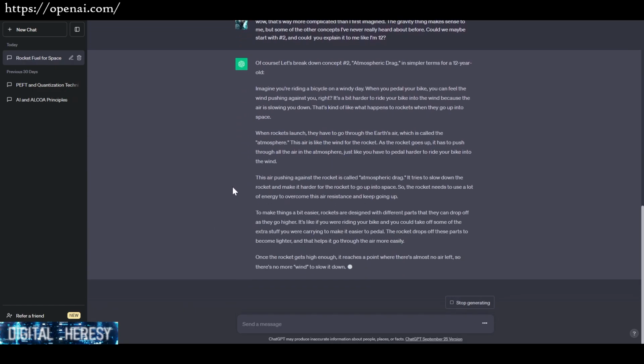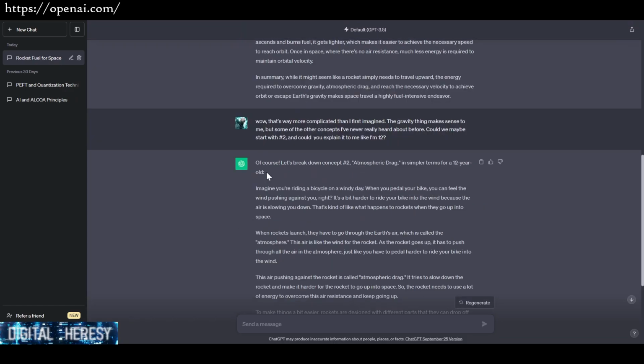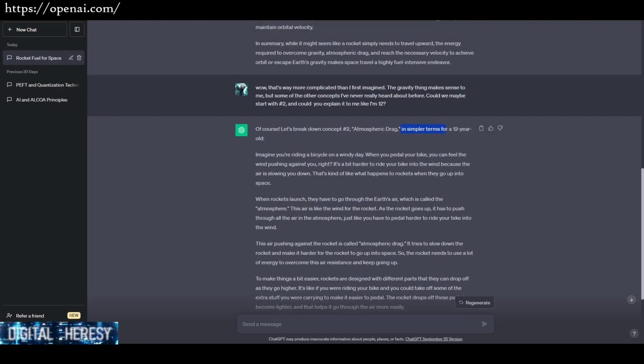There we go. So you'll notice that right away it picks up exactly what we were talking about. Of course, let's break down concept number 2. It reiterates it for me as atmospheric drag in simpler terms for a 12-year-old. Okay? Now here we go. Tell me if this resonates.